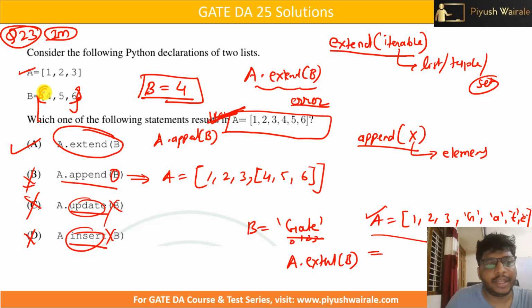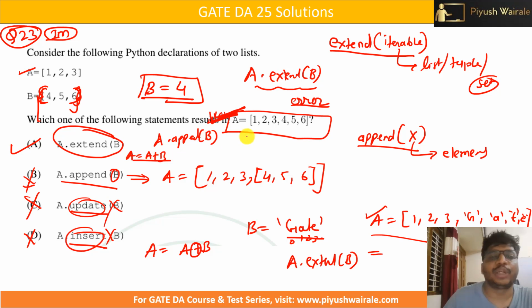So here we have two lists, A and B. So this is basically what? Merging of two lists. I can also get this output by A = A + B. The plus symbol is used to concatenate two lists here, right? So A + B will merge both the lists and we'll get the required output like this. So either A.extend(B) or A = A + B will give us the required output here.